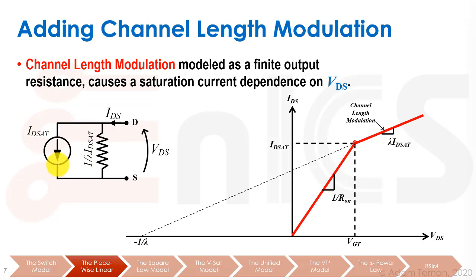If we want the schematic of this type of piecewise linear model, we have our IDSAT current source with a resistor of 1 over lambda IDSAT in parallel to it. When we put VDS over it, our IDS current is both the IDSAT plus this extra part, which raises our total current through the transistor.